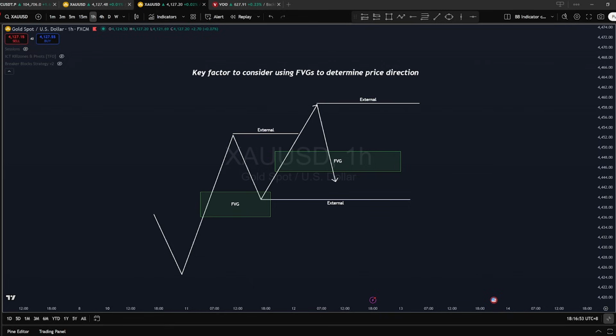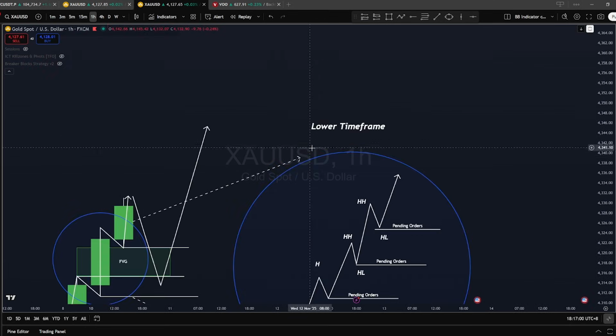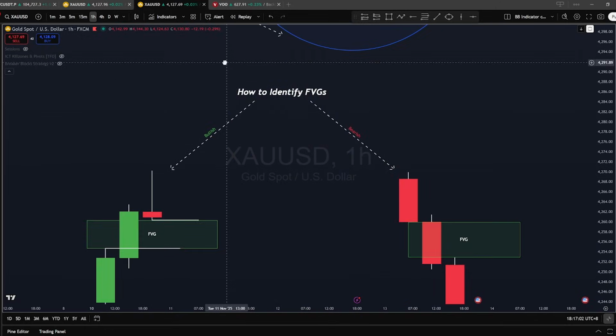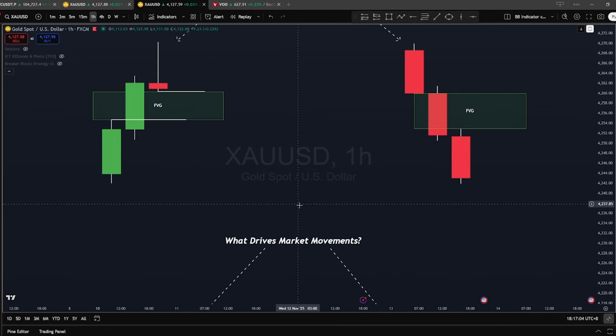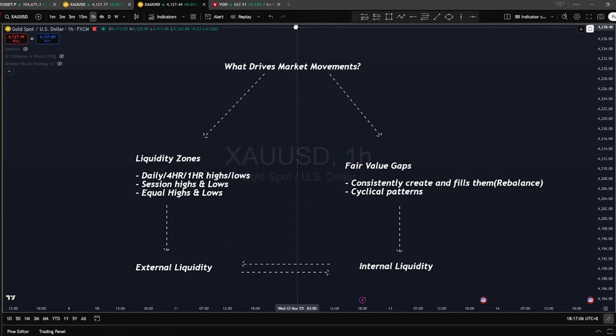Alright, so today we covered a lot of things. Let me summarize. First of all, we covered why we need to use fair value gaps and what their function is in market movements. It functions as an area or as an internal liquidity point for the market to come and test and push. Okay, this will tie into liquidity zones, your internal and external points.